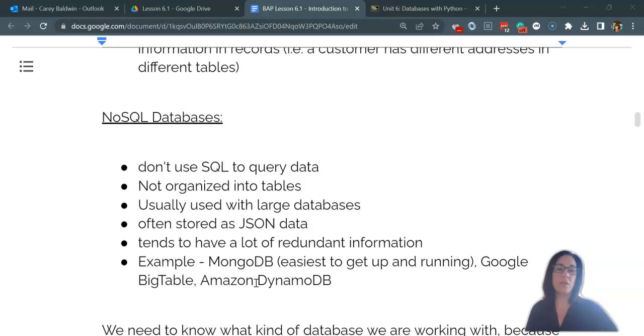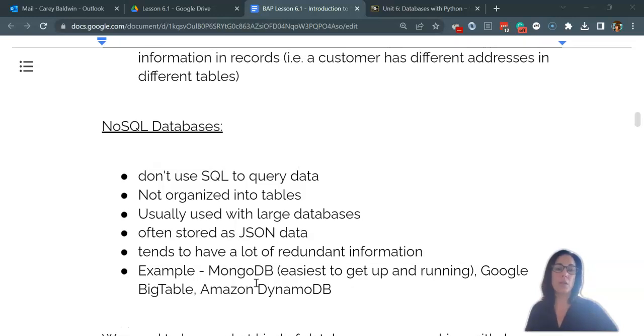Some points about NoSQL databases. These are actually becoming a little bit more popular. One thing to note is, obviously by the description, they do not use SQL to query data. The data is not organized into tables. They're usually used with very, very large databases. The data is often stored as JSON data, which we saw in our unit on APIs. The databases tend to have a lot of redundant information.